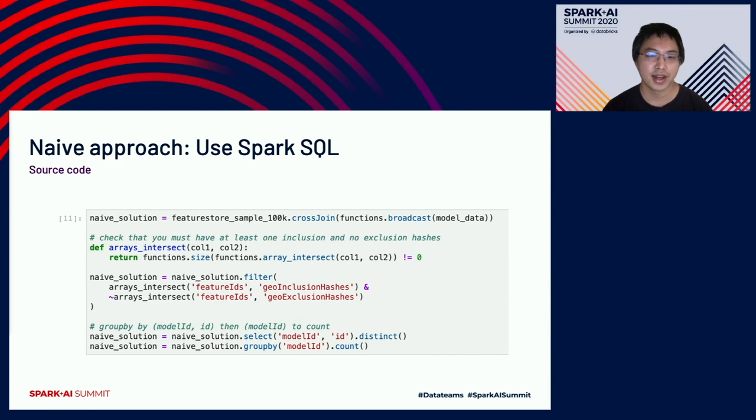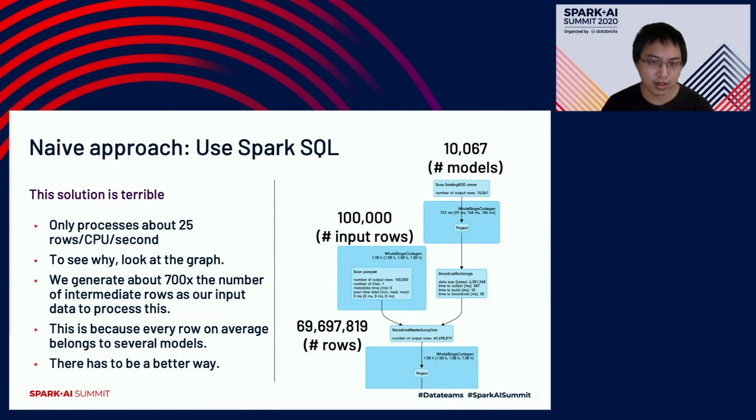You'll notice that I have a sample of 100,000 rows. I cross-join it with all of the model data. I've written a little function to check if the inclusion hashes and the feature IDs intersect. So, your filter: you should have at least one inclusion hash and you should have 0 exclusion hashes. And then I basically apply a filter, select all of the valid model ID pairs, and then group by model ID and then count. And so if we look at the results of query performance, the solution is terrible.